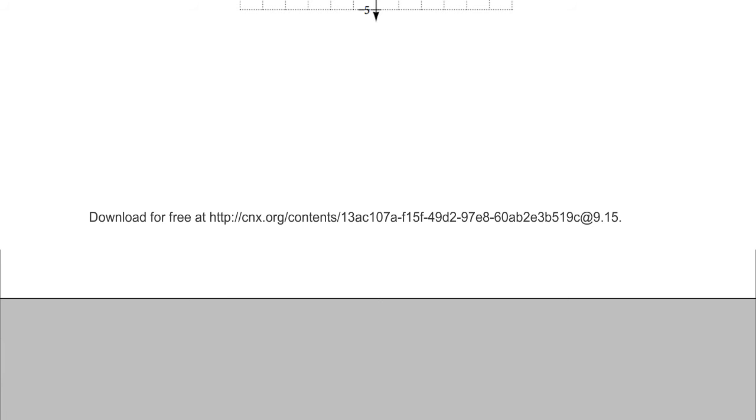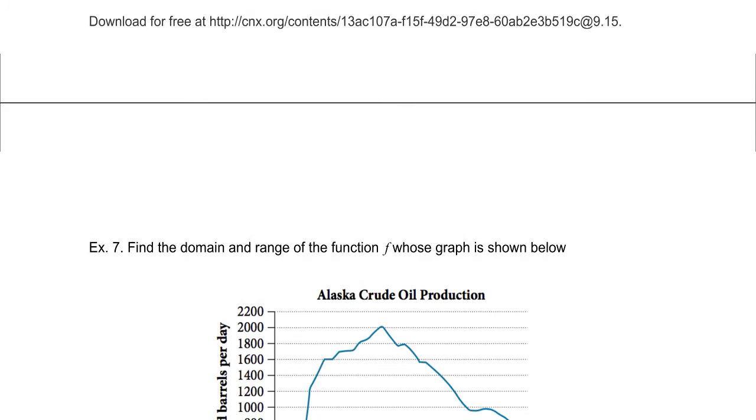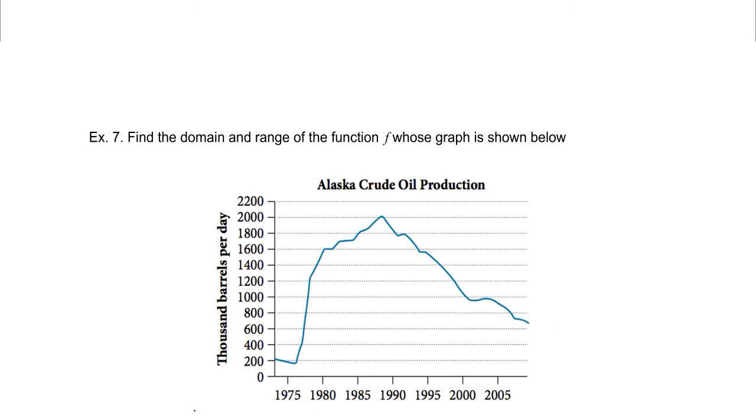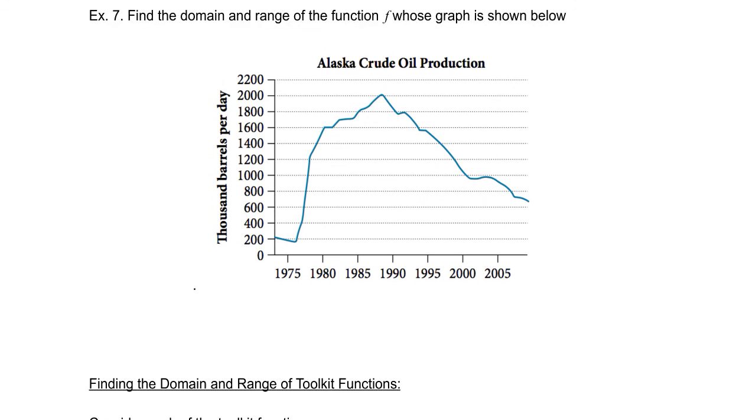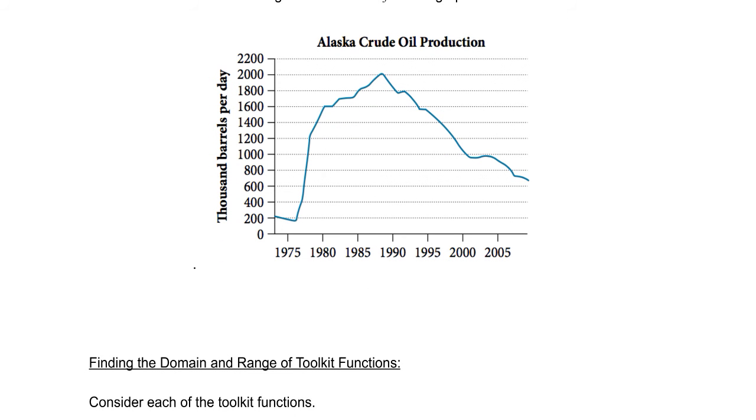Let's look at example 7. We've got an application here. Find the domain and range of this function whose graph is shown below. Now you could apply the vertical line test to see that this is a function. Now it's not one-to-one, just to tie that into talking before. So the domain and range here are going to be given based on what we see on the graph. We'll have to estimate just a bit.